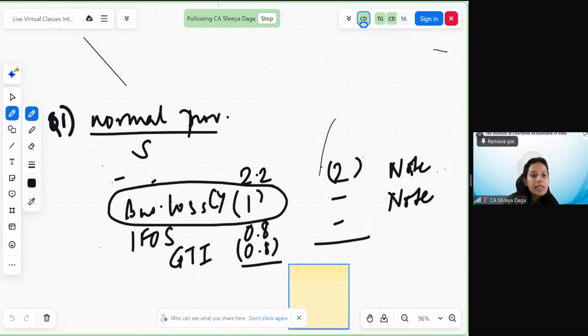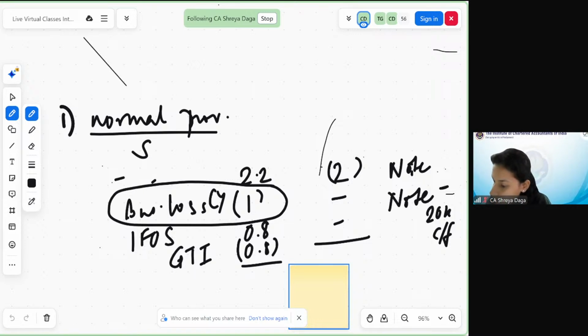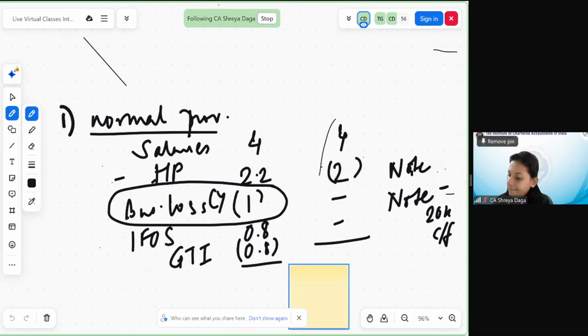Don't blindly copy my solutions. I will keep tricking you, because I want to see whether you miss it or not. So your note will be that out of 1 lakh of business loss, 80,000 we have used, 20K will be carried forward. And the rest we have used. Salary income was 4 lakh, less 2.2 loss, so this is the GTI. 2 lakhs.